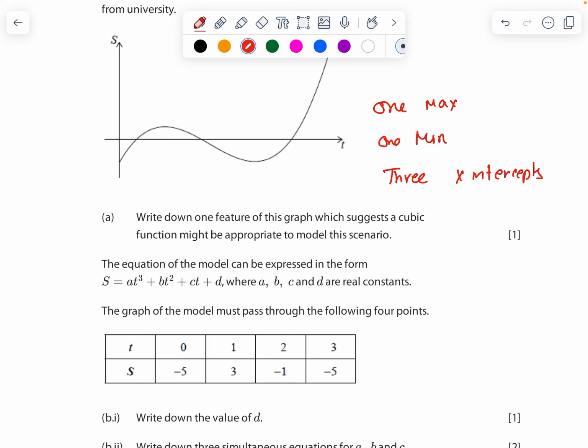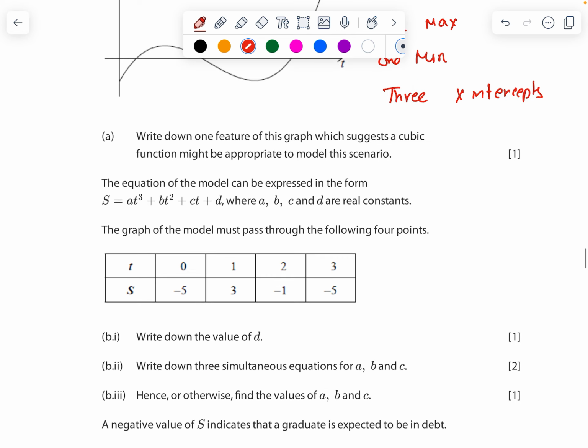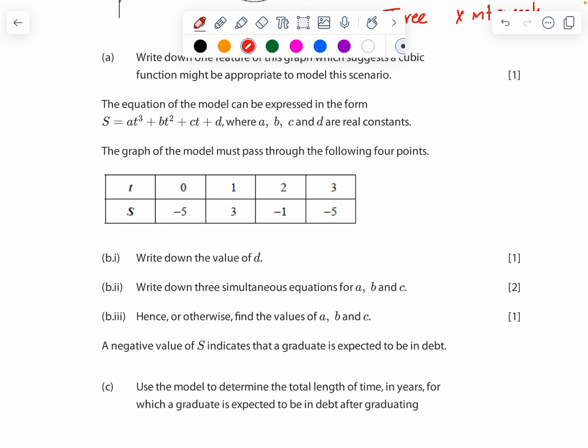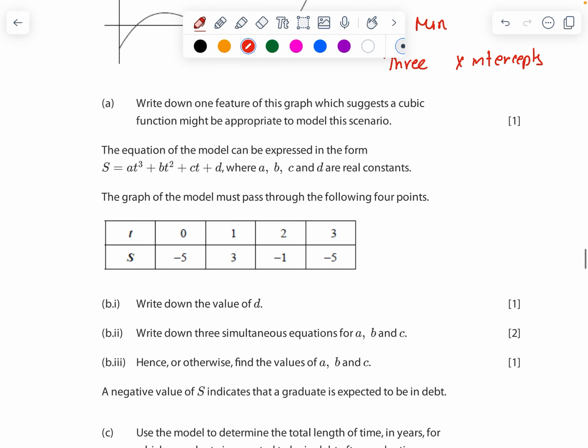The equation for the model can be expressed in this form. The graph of the model passes through these 4 points. Write the value of d. So when do I get d? When t equals 0, that will be the value of s. So minus 5 equals 0 plus 0 plus 0 plus d. So therefore, d equals negative 5.